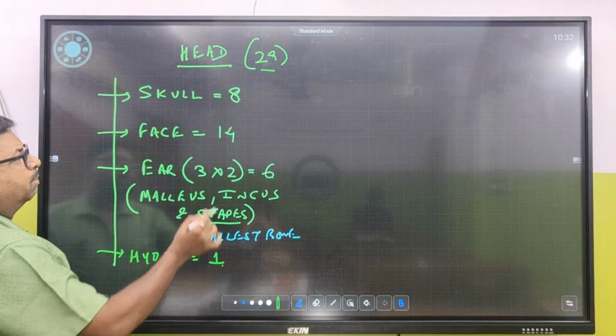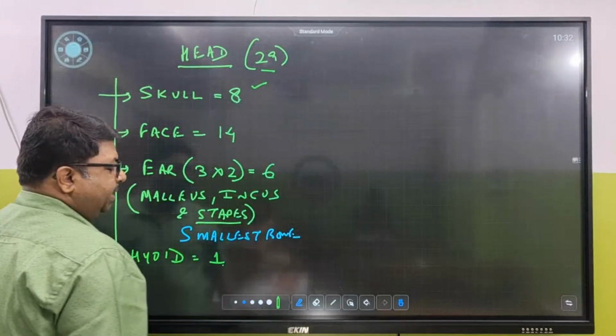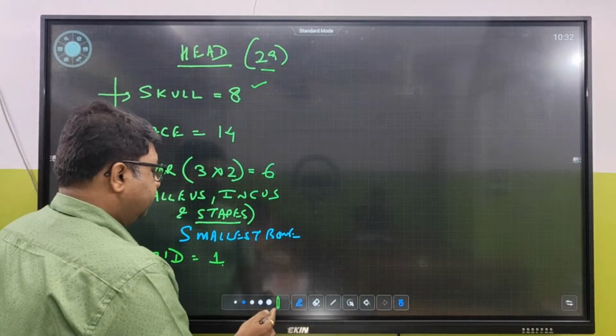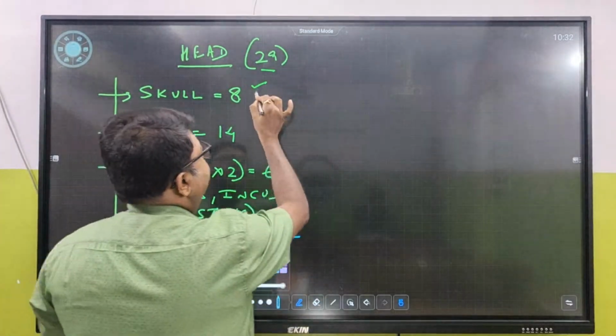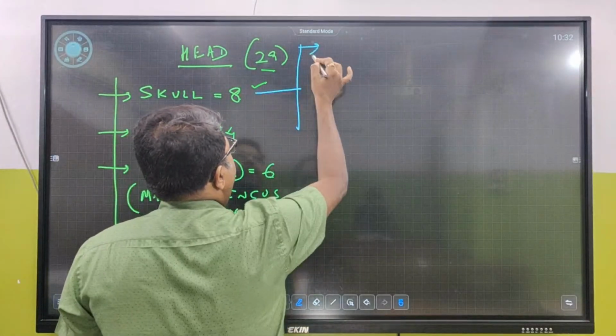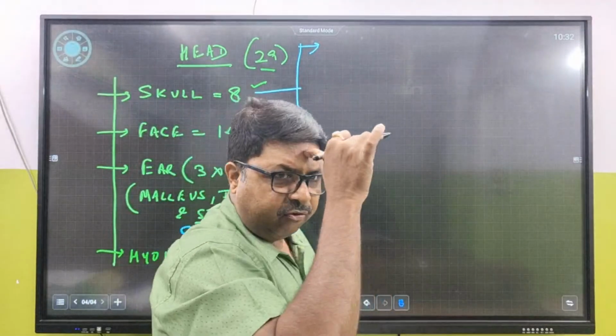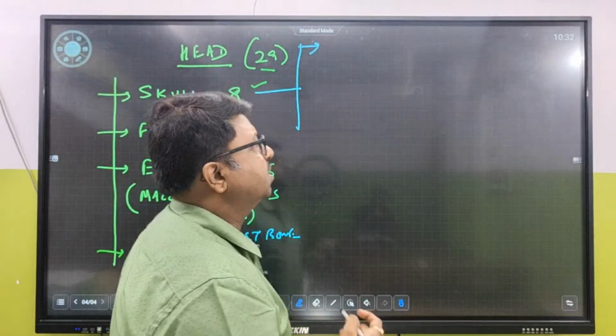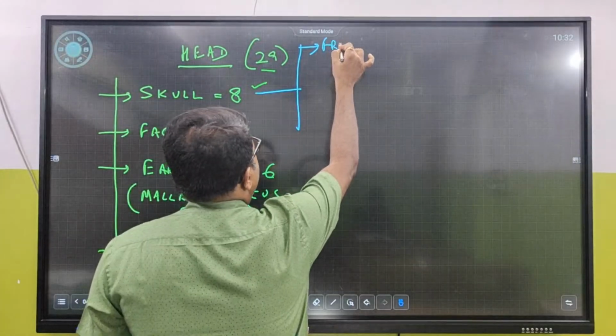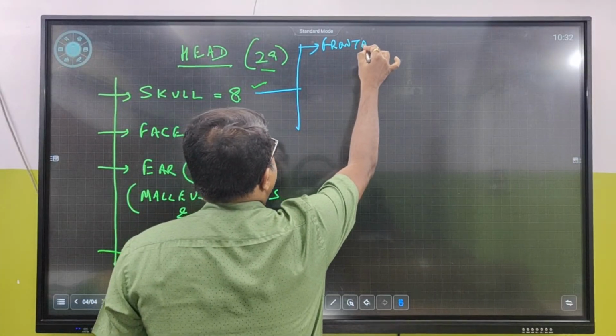Now, when we talk about skull bone, we can also break the skull bone into 8 different parts. At this part, the frontal part, there's only one bone called frontal bone. So frontal bone is 1.